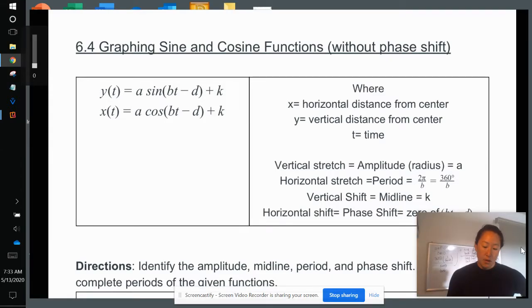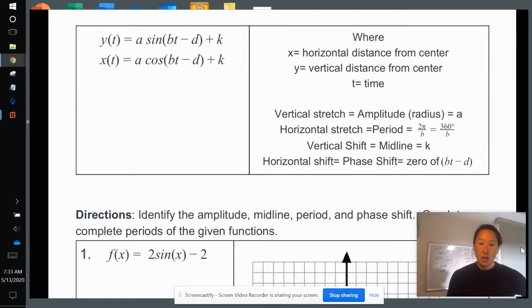Good morning. We're going to graph trig functions today, and we already know the main characteristics of a trig function: the amplitude, period, midline, and then also something we need to consider is our horizontal shift, which we call the phase shift or phase displacement. Basically, that's when the inside input part, b times (t minus d), is equal to 0. So it's just how far over the beginning of your cycle is shifted.